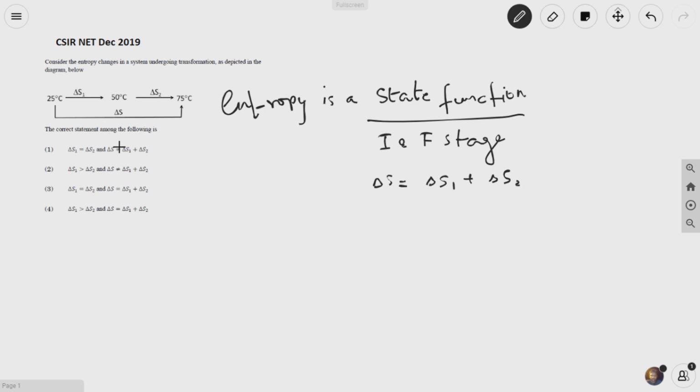So if you look into the options, option 1 has unequal, so these two cannot be the right answer. So either it should be option 3 or option 4.